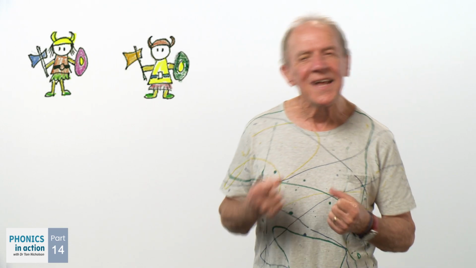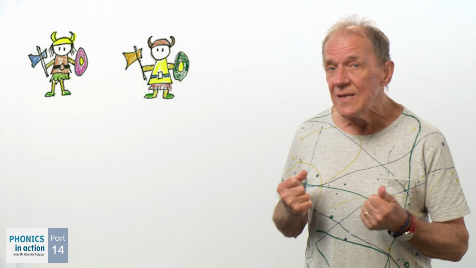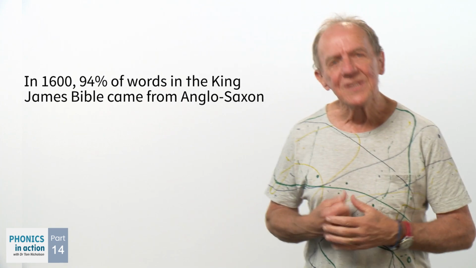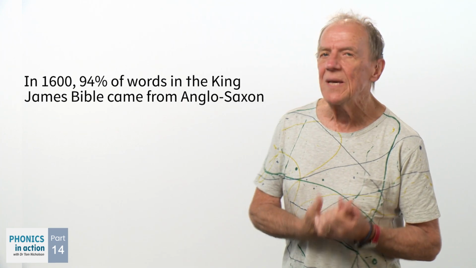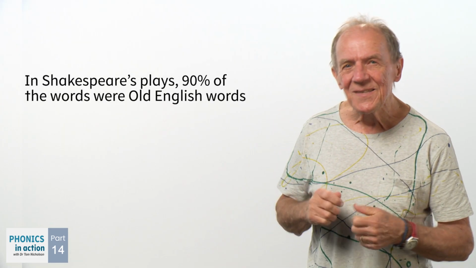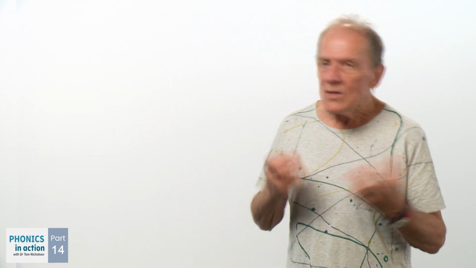It survived as the language of the people despite the French invasion of 1066 and their dominance for hundreds of years. Like in 1600, 94% of words in the very famous King James Bible came from Anglo-Saxon. And in Shakespeare's plays, 90% of the words were Old English words. We still use Old English words, Anglo-Saxon words, very much in our writing. Studies suggest that they make up 70% of the words that we read in text. They are the backbone of English.